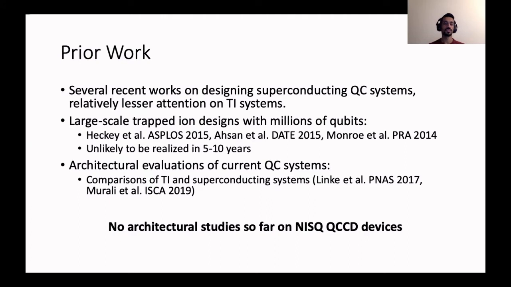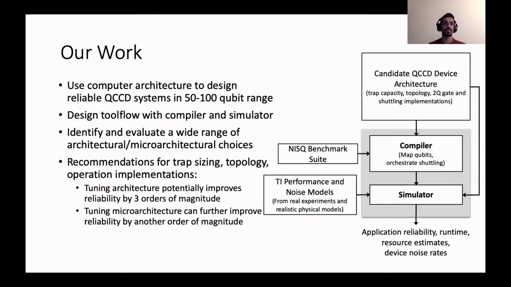So in terms of prior works, there have actually been several recent works on designing quantum systems, but most of these tend to focus on superconducting systems, and there's been relatively less attention on trapped ion systems. And if you look at trapped ion work, there are several proposals to design very large systems with millions of qubits, and there have also been architectural evaluations of current systems. But these studies are not directly applicable to QCCD devices of the range that we are looking at. So our work brings computer architecture techniques to design reliable QCCD systems in the 50 to 100 qubit range.